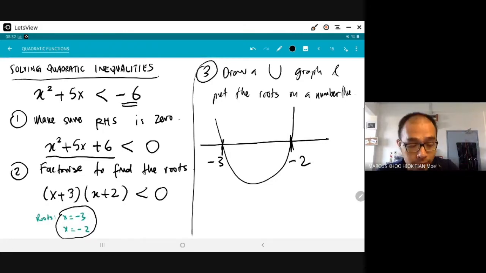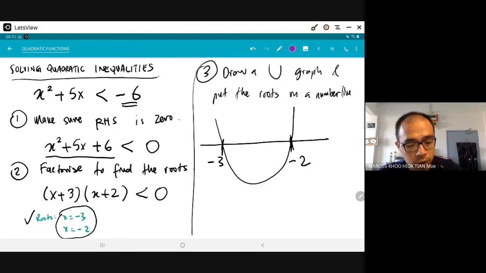So, you will always have two roots. One is a bigger number, one is a smaller number. Make sure the smaller number is on the left. Ini logical lah. Okay, the nombor yang lebih kecil mesti di sebelah kiri, nombor yang lebih besar mesti di sebelah kanan. That's very logical. Okay, sorry, I need to mention one other thing.